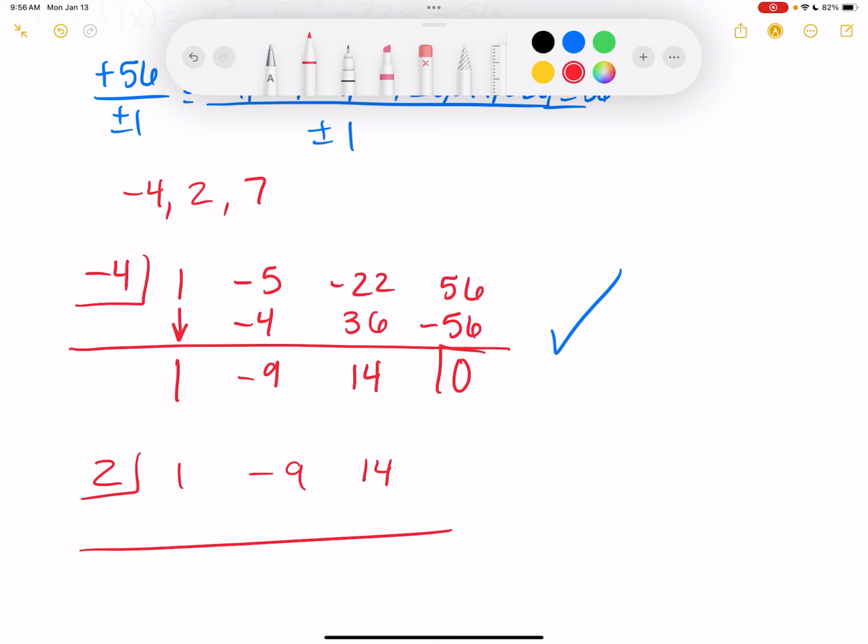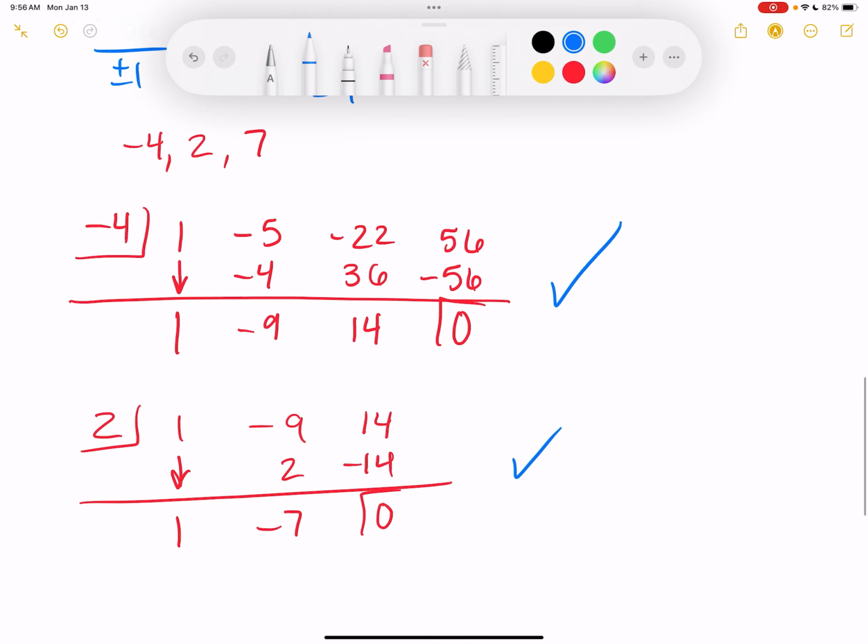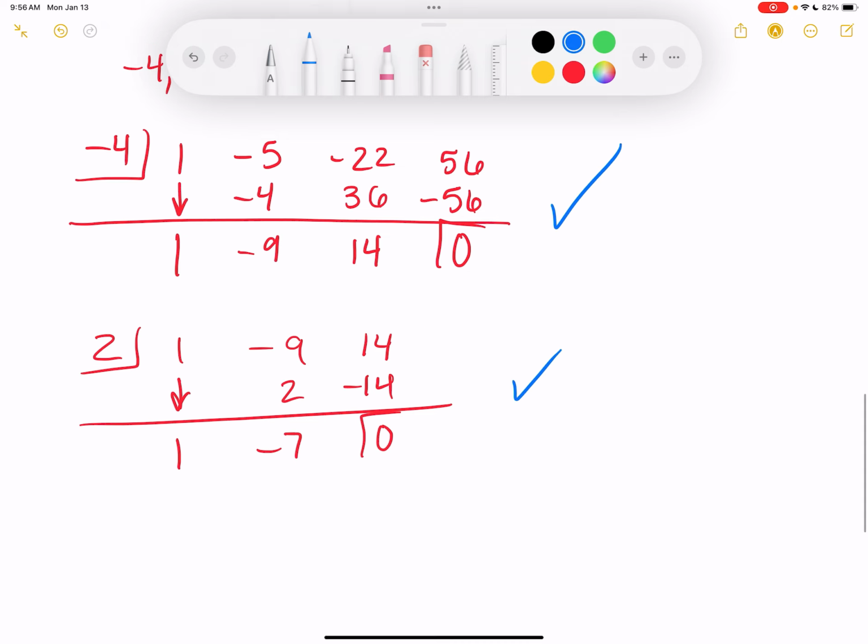1 times 2 is 2, which gives you -7. -7 times 2 is -14. That gives me 0! Oh my goodness, I know how to do synthetic division. So obviously what's left, to Daniel's point, was this way in the last one. And sometimes it's also not going to be something that you can factor, Daniel.